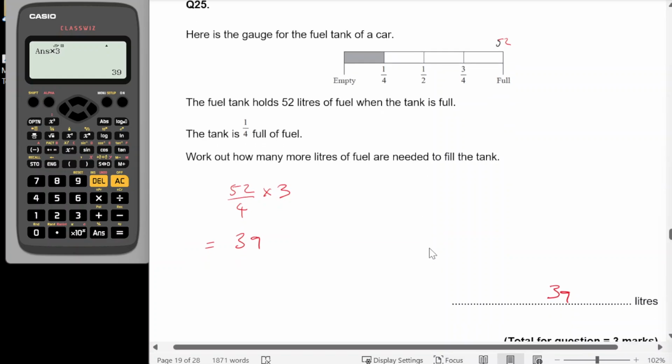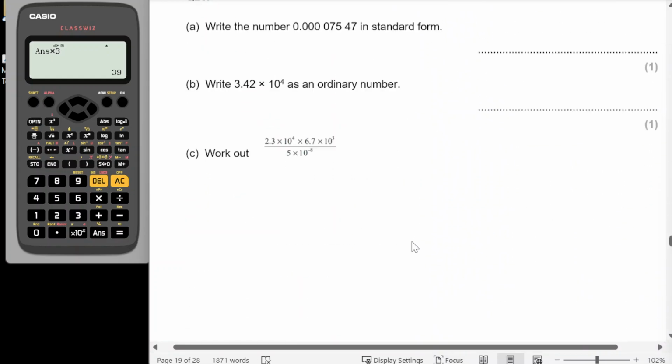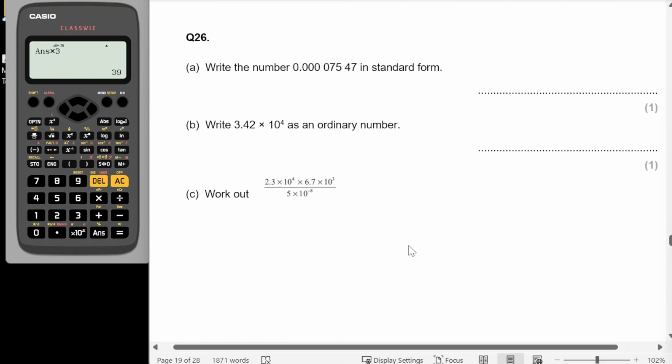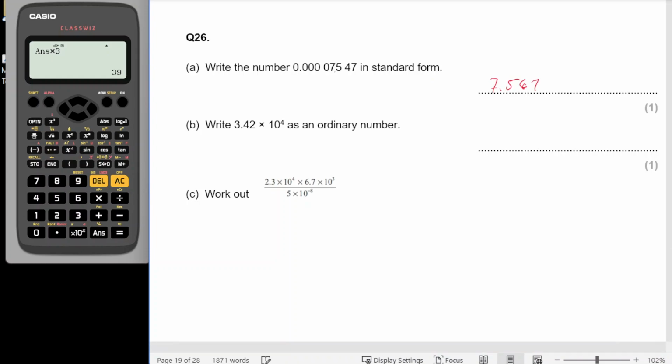Right, question 26. Write the number in standard form. So I need to put a decimal point somewhere to make it a number between 1 and 10. So in this case, between the 7 and the 5. So 7.547 times 10 to there. And I've needed to move that decimal point from there to there. So I've moved it 1, 2, 3, 4, 5 places. So it would be -5.